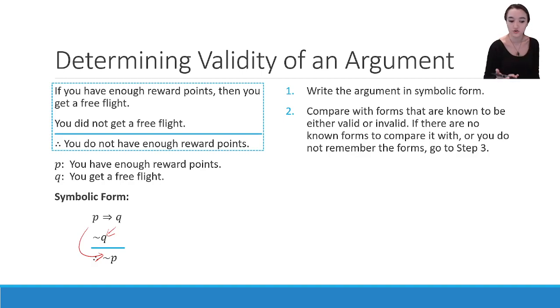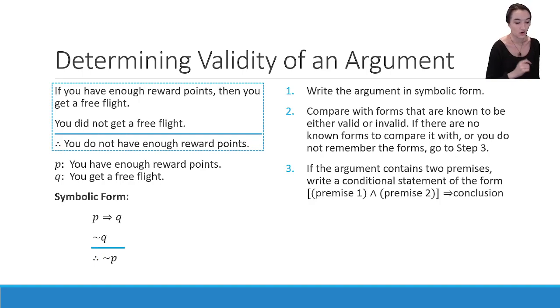Next, if there are no known forms to compare it with, or you do not remember the forms, we go on to the next step. So, if the argument contains two premises, we write a conditional statement. If it contains two or more premises, though we're not often going to see that many in this class. So we take premise one and premise two implies the conclusion. Okay? So in this case, that means I'm just taking this and this implies this.